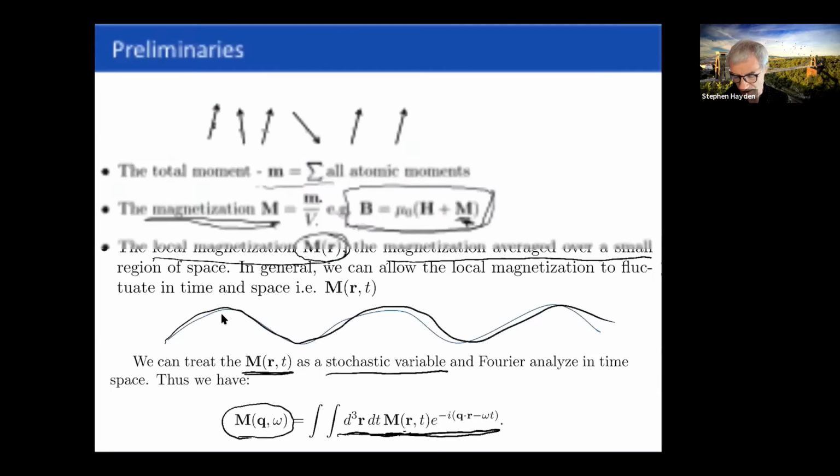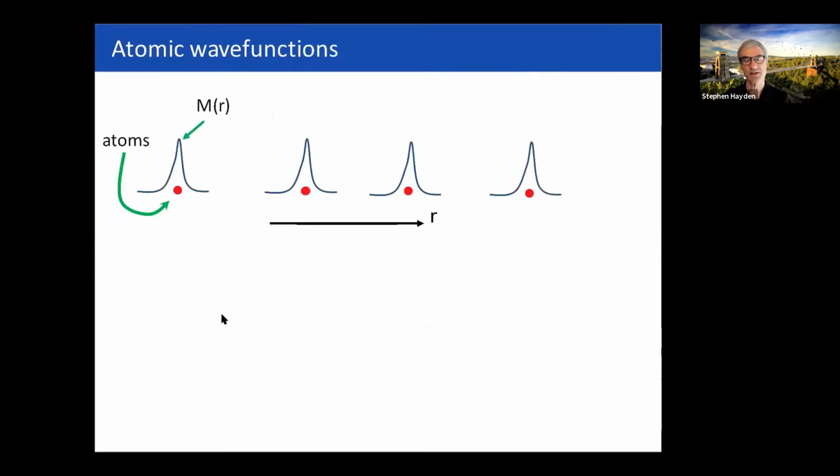All right. Okay, so let's just think about a constant magnetization here. This could be a snapshot at a particular time, or an average over time, actually.